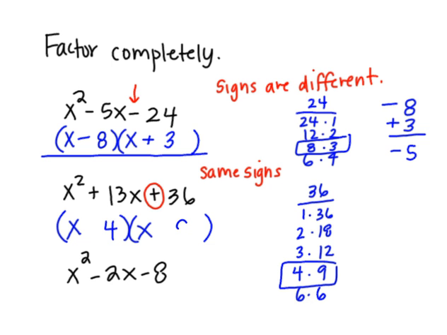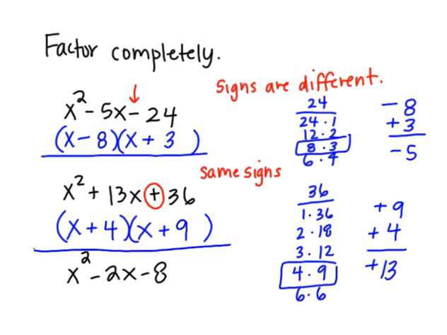And it doesn't matter if you put the 4 first or the 9 first. I know the signs are the same, and since I have a 4 and a 9, and I'm trying to get a positive 13, the only way I'd get a positive 13 is if they were both the same. So I'd have a positive 4 and a positive 9. Again, your answer would be correct if you have x plus 9 times x plus 4, or if your x plus 4 happened to be in the beginning.